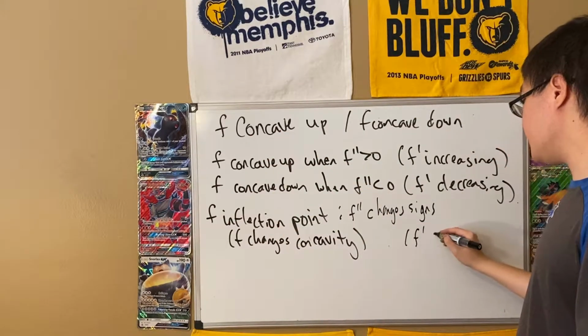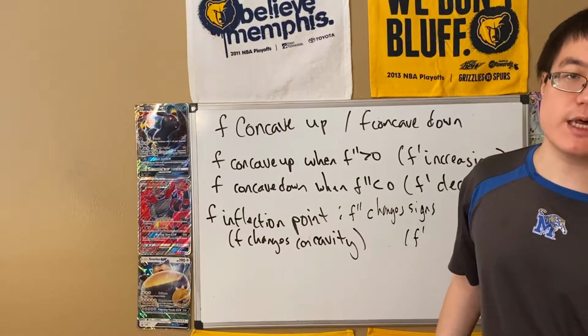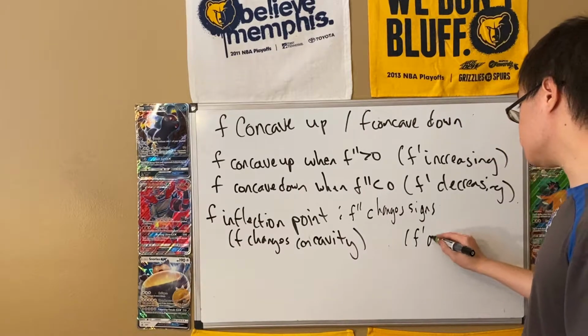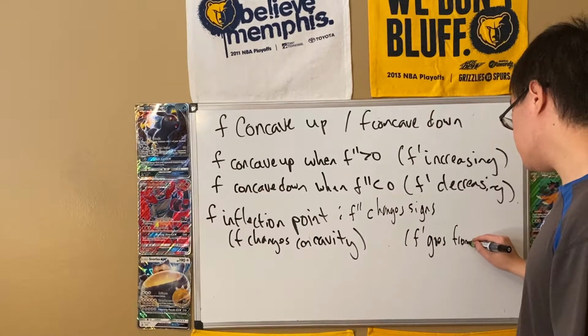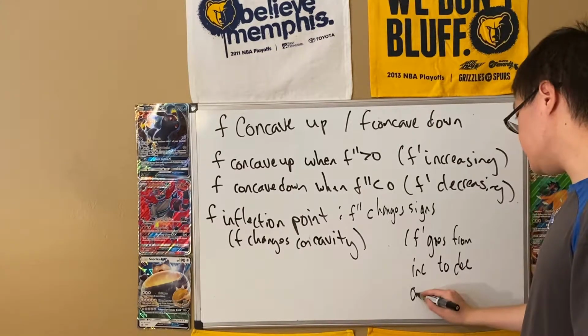Another rule is when f prime goes from increasing to decreasing, or decreasing to increasing. But again, we're not going to use that in this video. We would only use that if we're provided an f prime graph. So f prime goes from increasing to decreasing, or decreasing to increasing.